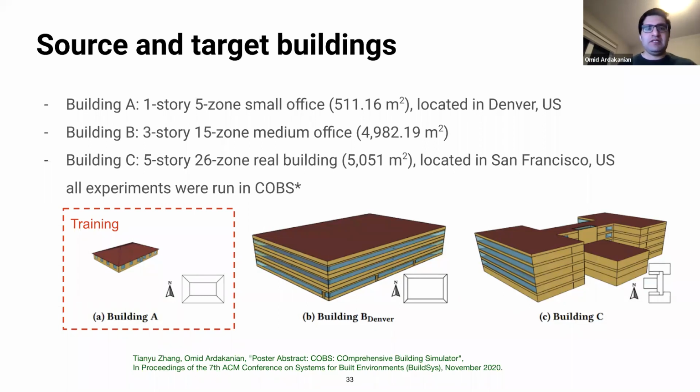And building C is a building that we had in the Middle East. It's actually a real campus building. But since we didn't have the weather data from that environment, from that country, we had to transfer this building to San Francisco. We assume that this building is now located in San Francisco, and we use San Francisco weather data to evaluate the goodness of the policies that we have for this particular building.